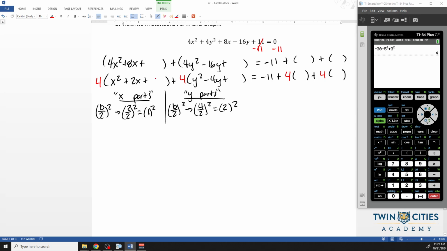So I'm going to add 1 squared to the left side of the equal sign here, but that also means I have to add 1 squared over here. Do the same thing for the y's. So I've got 2 squared. Let's add 2 squared here and over here.